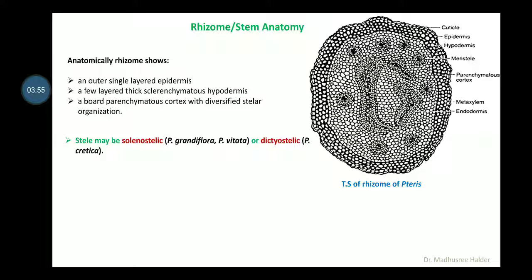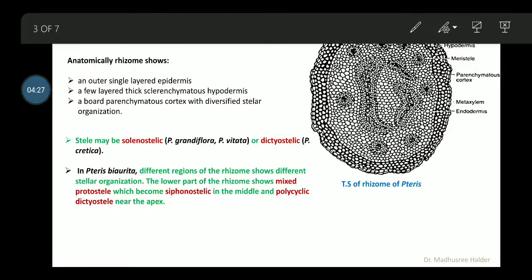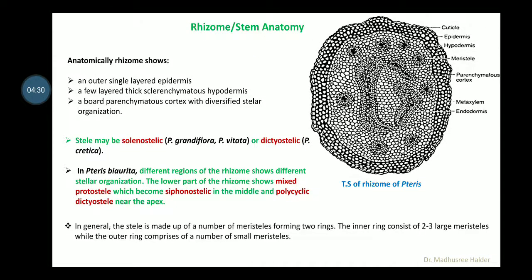In case of Pteris cretica, it shows dictyostelic configuration. But in case of Pteris biaurita, different regions of rhizome show different types of stellar organization. That is, a cross section of the lower portion of the rhizome shows a mixed protostele, the middle portion shows siphonostele, while the apical portion of the rhizome shows the polycyclic dictyostele. So we can see that in a single species, the organization of stele may vary.